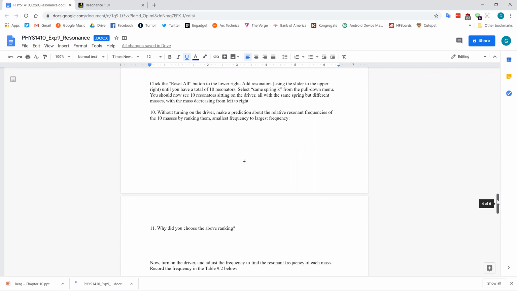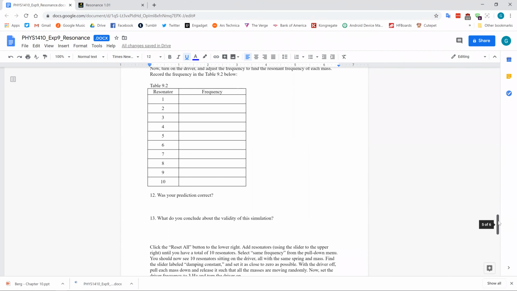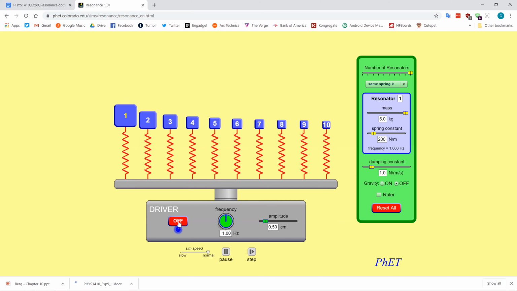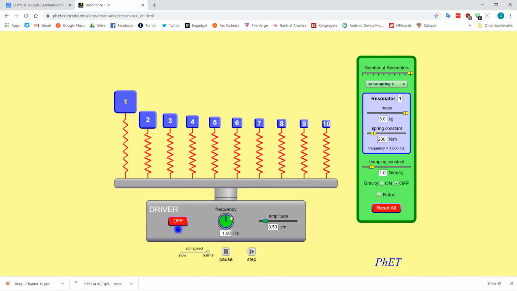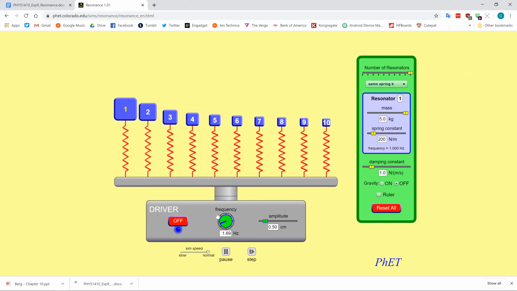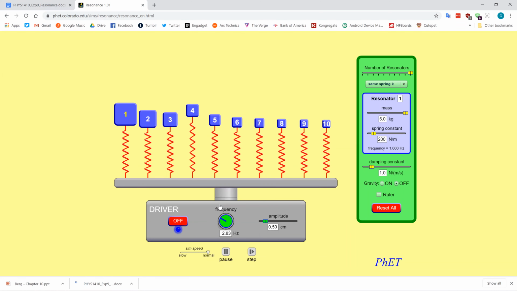In this case, the spring constants are the same, but the mass is changing. And then you're going to basically do the exact same thing that you just did. So I'm going to go ahead and turn this on again. Let it oscillate. We've got one in resonance here. Then you'll sweep through the frequencies until you find the resonant frequency for each of them. So just like the previous one, you'll get a resonant frequency for all 10 until you've got them all in resonance. And once you have that, then you're done for this part.